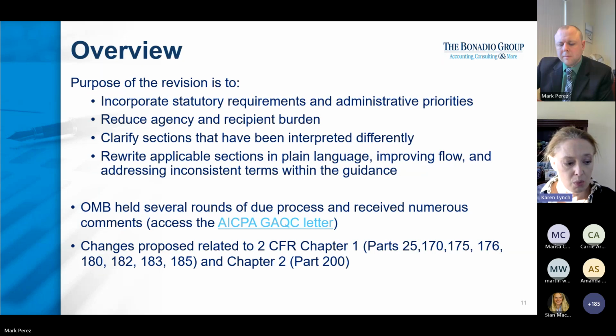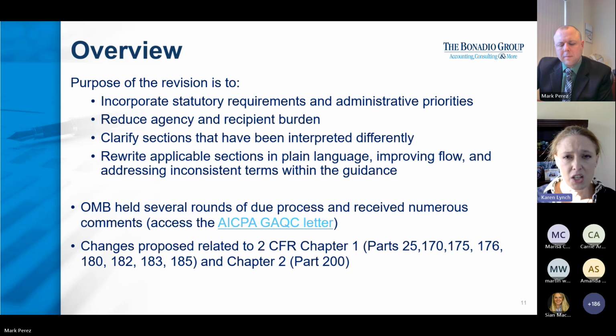The ultimate goal, though, was to kind of make some consistency across the statutory requirements and administrative priorities, with the objective as well to reduce the agency and your recipient burden. So a lot of these grants all have different requirements. They have different reporting, different application processes. So ultimately, the goal was to start kind of streamlining and getting things a little bit more consistent across the various agencies.